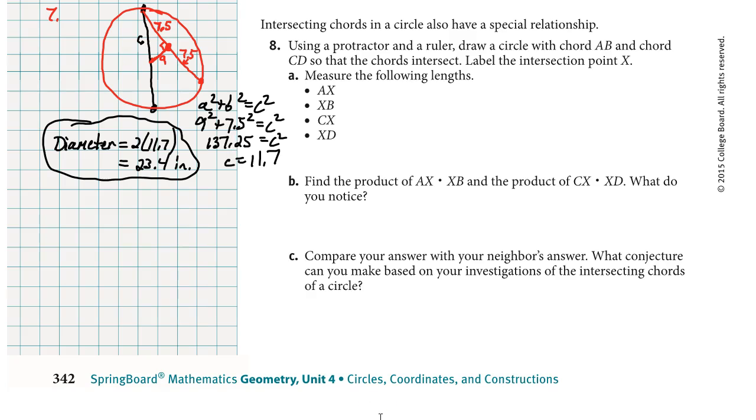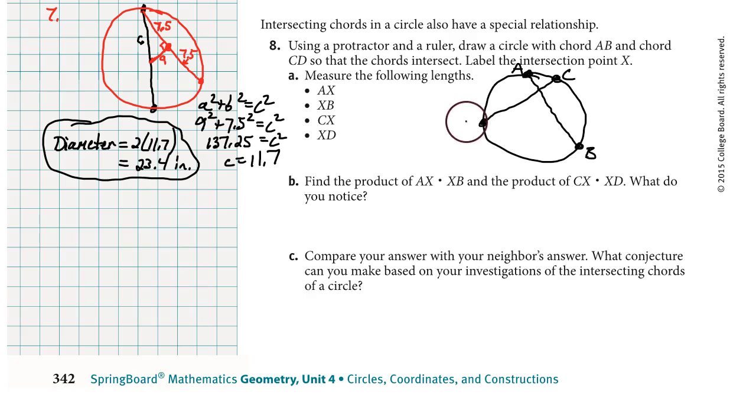Let's look for even another theorem that involves chords of a circle, because every new theorem we discover will allow us to solve problems about circles. So question 8. Using a protractor and a ruler, draw a circle. Let's not actually use a protractor and a ruler, but just freehand this. So here is a circle. Let's draw chord AB and chord CD so that they intersect. It doesn't say where to draw them, so maybe this is chord AB. Here's A, here's B, and then somewhere intersecting it, we'll draw another chord, CD.